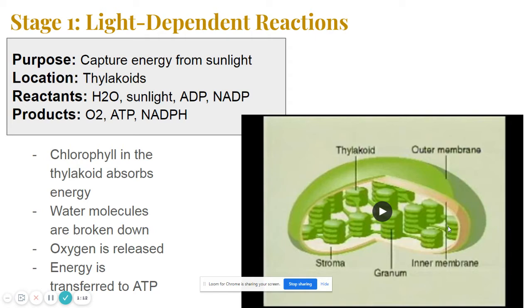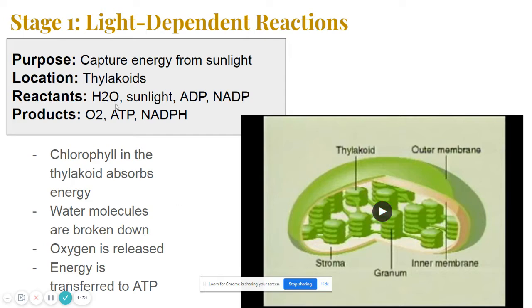Now, just from the name, you can guess that this stage requires light to happen. And the main purpose of this stage is to basically capture energy from sunlight. This means that sunlight will be absorbed and then stored in energy storing molecules.